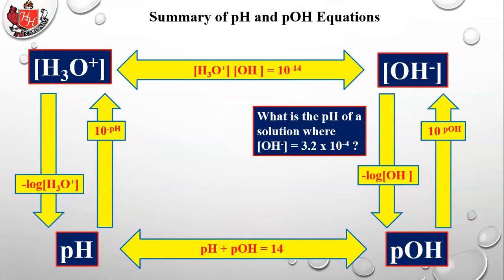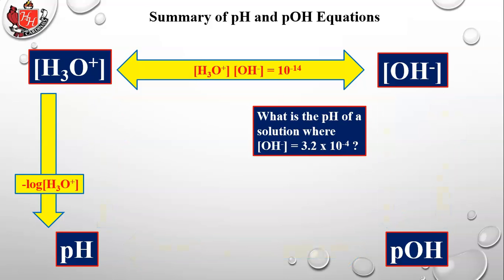Okay, so what is the pH of a solution where the hydroxide concentration is 3.2 times 10 to the negative 4? So you're trying to get down to pH in the lower left corner, and you're starting up in the upper right corner with hydroxide concentration. So you can see there are 2 paths you can take. You can go across and then down, or you can go down and then across. So let's try both of them. We're first going to go across from OH over to H3O plus. Get that, and then we're going to go from H3O plus down to pH.